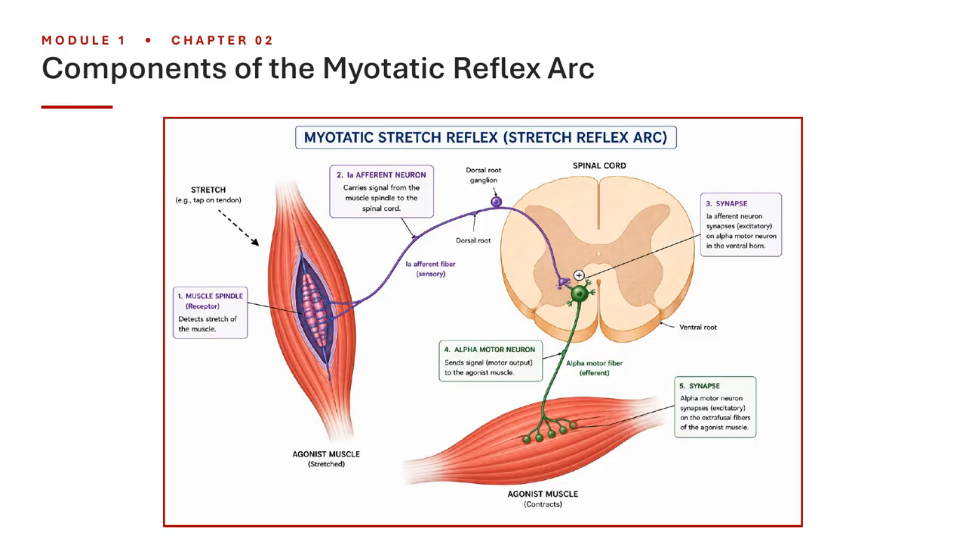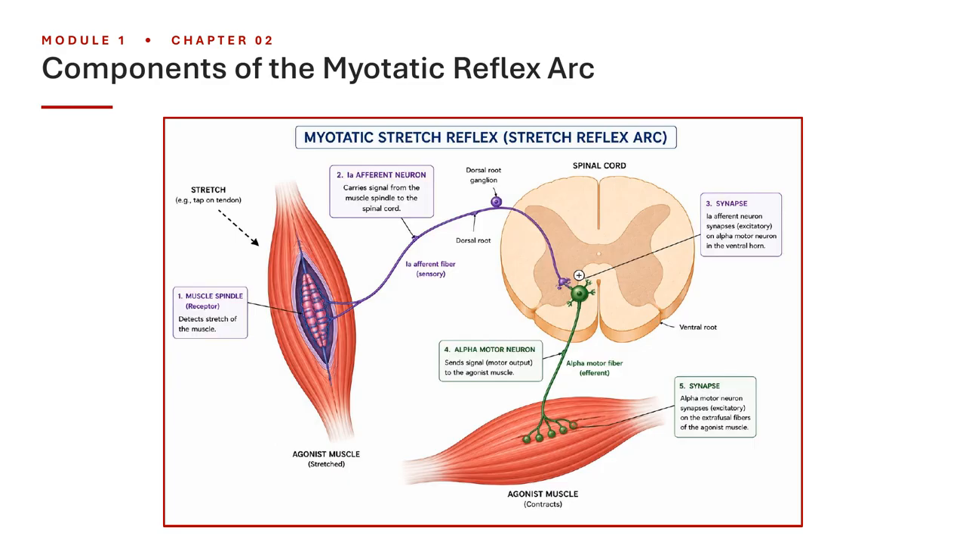The key players are the muscle spindle, the receptor that detects stretch, the IA afferent fiber, the large myelinated sensory neuron that carries the signal to the cord at speeds of 80 to 120 meters per second, the dorsal root where the sensory signal enters the cord, the single synapse in the ventral horn of the spinal cord gray matter, the alpha motor neuron, the motor neuron that fires in response, and the ventral root through which the motor signal exits the cord and travels back to the muscle.